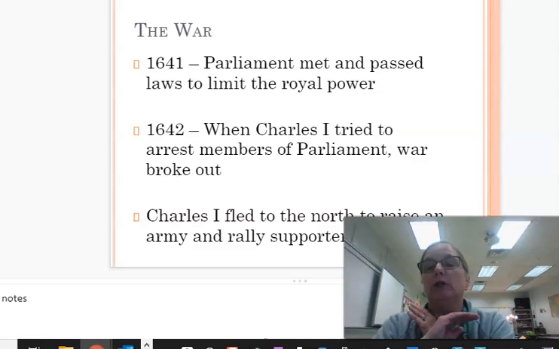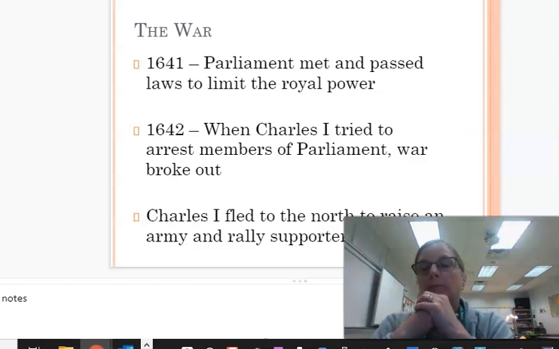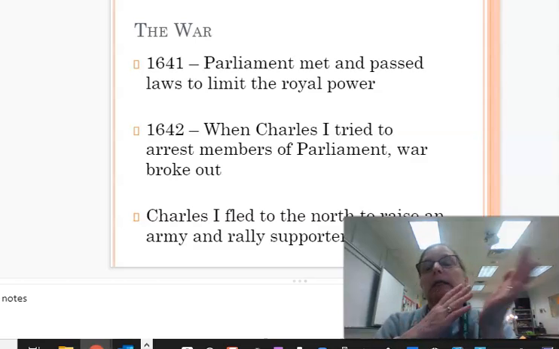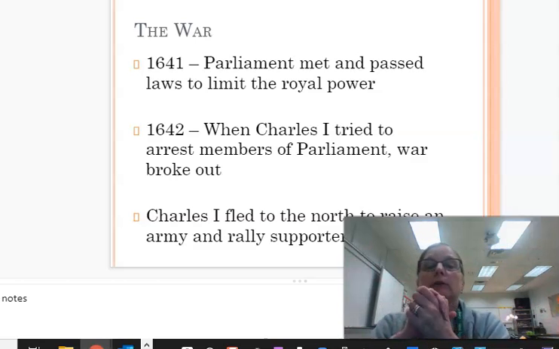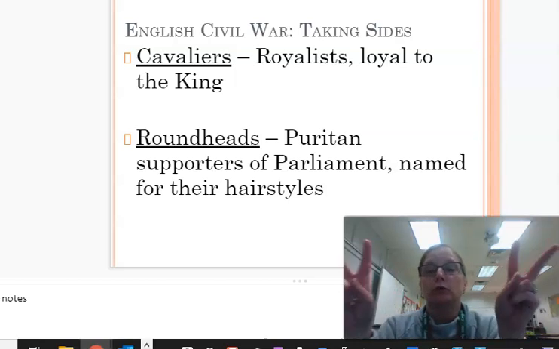Charles, by 1642, still doesn't have the money. He takes troops over to try and arrest the leaders of Parliament. This is when war breaks out. So this is a key event. Charles is then going to flee after he actually fails to arrest the members of Parliament. When he fails to arrest them, he flees north to raise an army and rally supporters so that he can have a cause. So that brings us to the two groups.